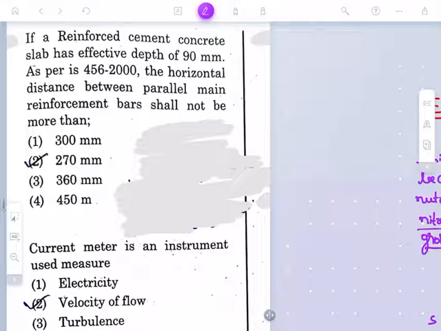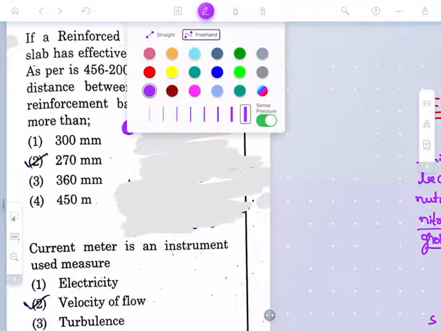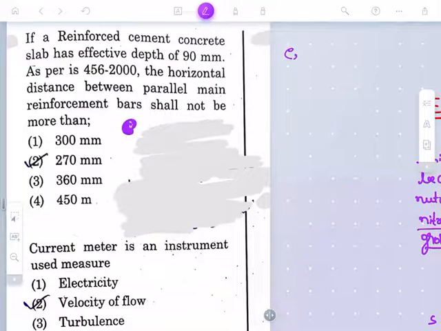So let me read out the question. If a reinforced cement concrete slab has an effective depth D given as 90 mm, as per IS 456-2000, the horizontal distance between the parallel main reinforcement bars shall not be less than.